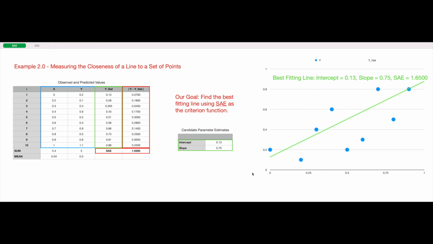Okay, so this just demonstrates how we can visually fit lines to data using these criterion functions. One thing I also wanted to point out, and we see this visually, is that if I toggle between the two lines, this is the SAE line and this is the SSE line. Again, we see that they're pretty close, but they're not exactly the same. And so the two criterion functions do give us different lines, as we would expect.